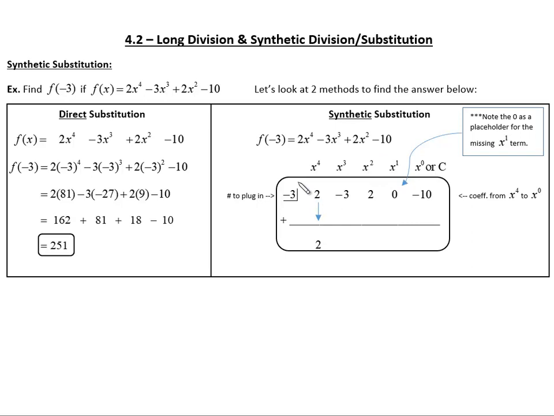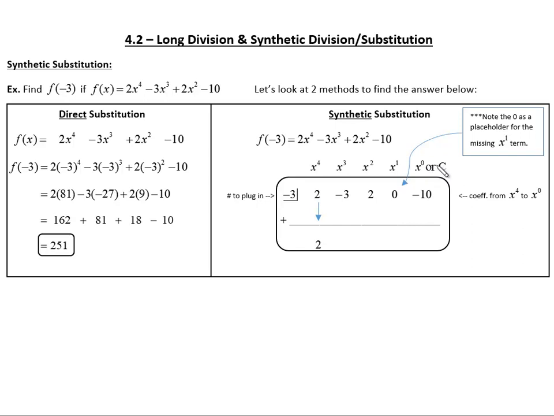So here's how the setup of synthetic goes, though. We're going to create this little half box in the top left corner, and in that box we're going to put the number we want to plug in. So in this case, -3. Okay, then we're going to look at the highest degree of my polynomial, which is x to the fourth. We're going to set up a placeholder for x to the fourth, x to the third, x to the second, x to the first, all the way down to x to the 0, aka our constant.